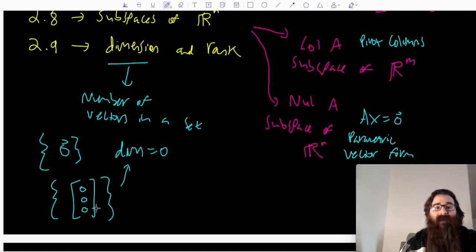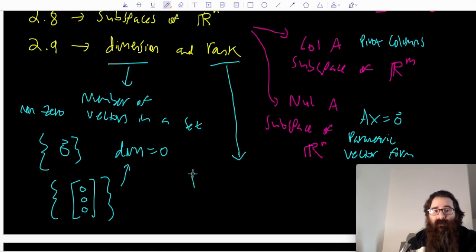However, for a non-zero vector, I could say the number of non-zero vectors in a set, or non-trivial vectors in a set, is going to give us the dimension of the set. Right? And then we talk about this idea of rank. We're really thinking about our rank nullity theorem.